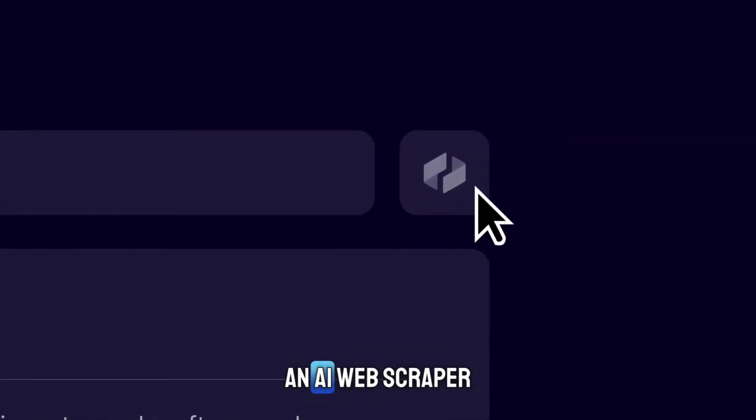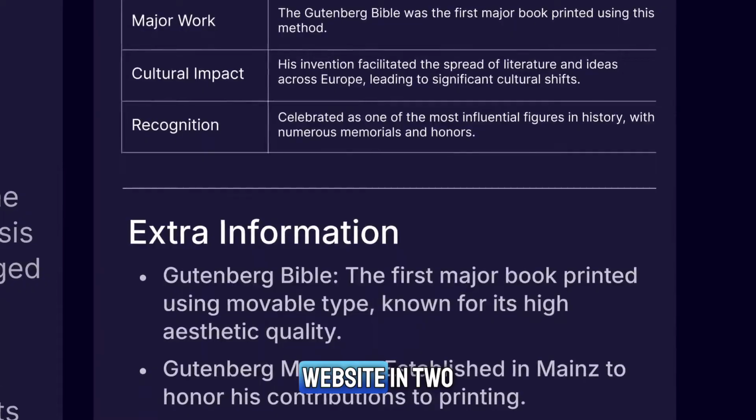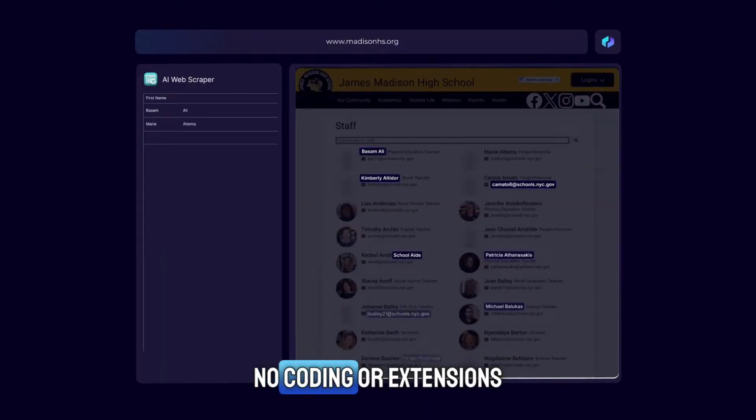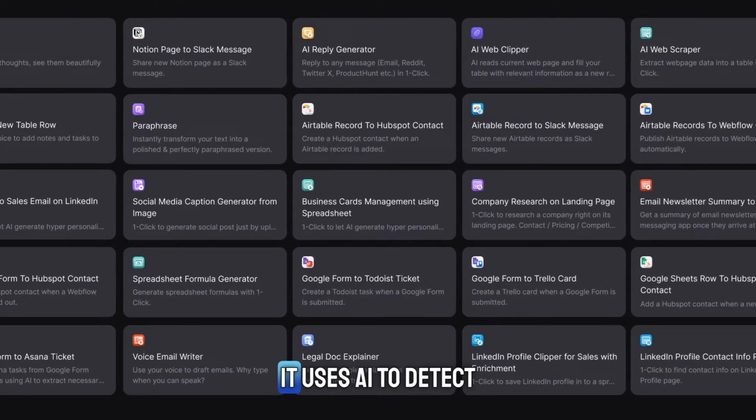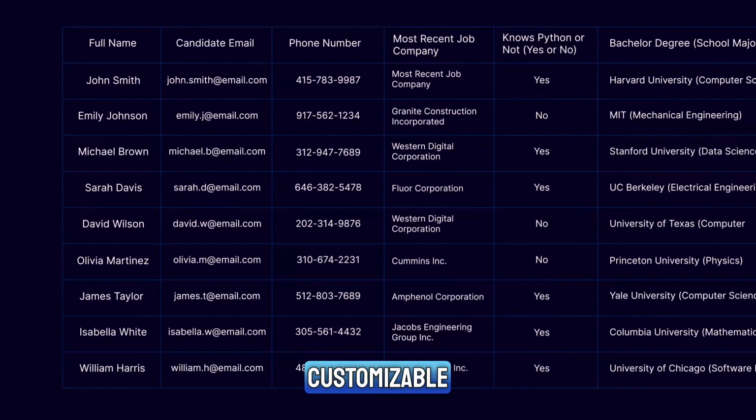Thunderbit is an AI web scraper that lets you extract structured data from any website in two clicks, no coding or extensions needed. It uses AI to detect and pull the right data, and it's fully customizable.